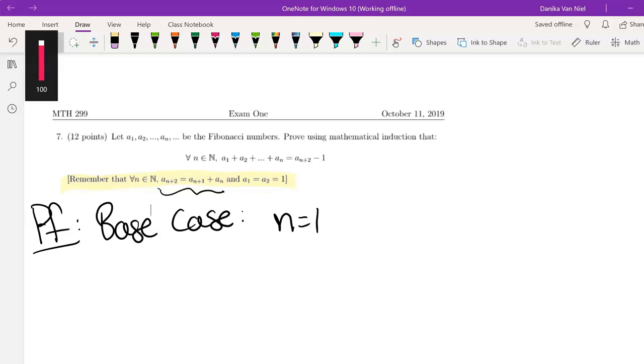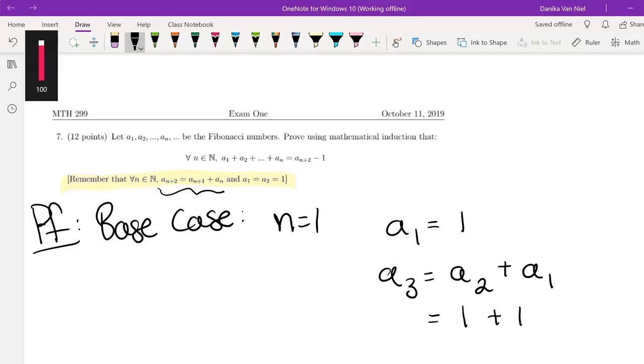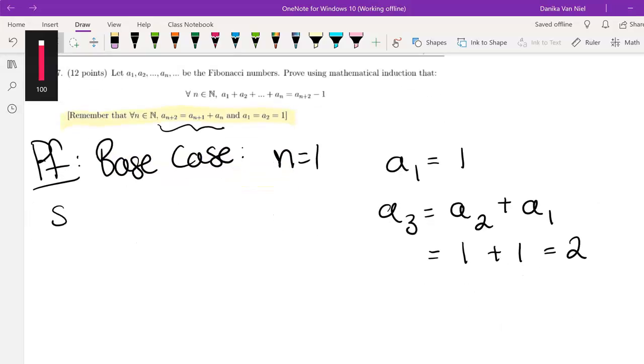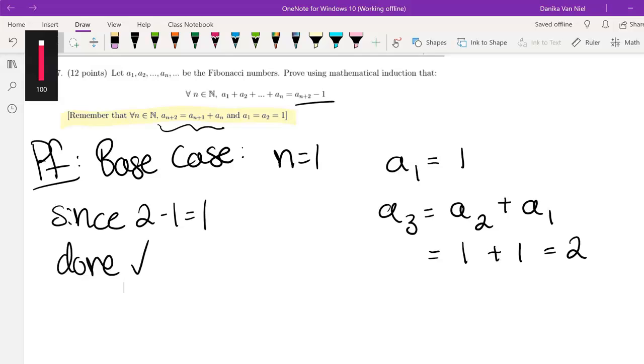All right, so n equals 1 would just be a1 equals, oh, okay, so a1 equals 1. And a3, well, what does that equal? That's going to equal a2 plus a1. Okay, so this is how we want to do it. My apologies. So we have 1 plus 1. Okay, so that's equal to 2. All right. Since 2 minus 1 equals 1, done. All right, because here we would have 2 minus 1, and on this side we just have 1.